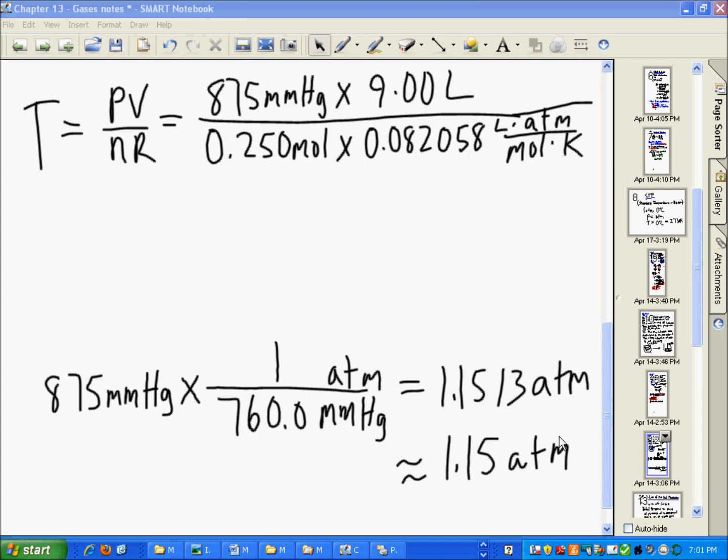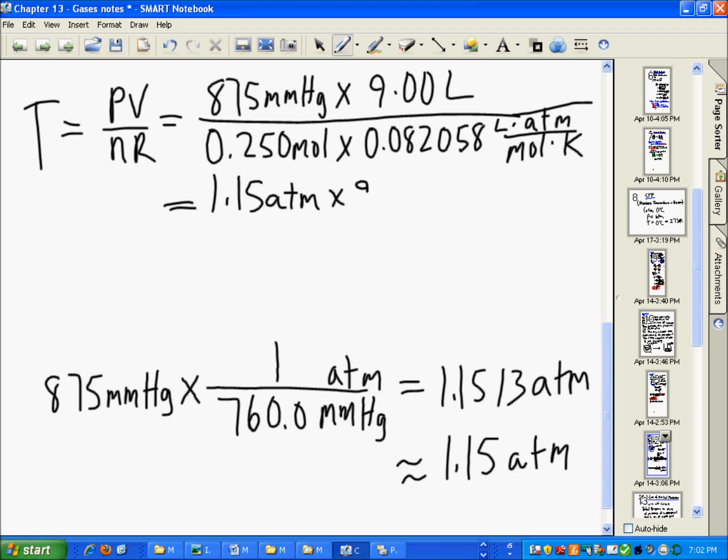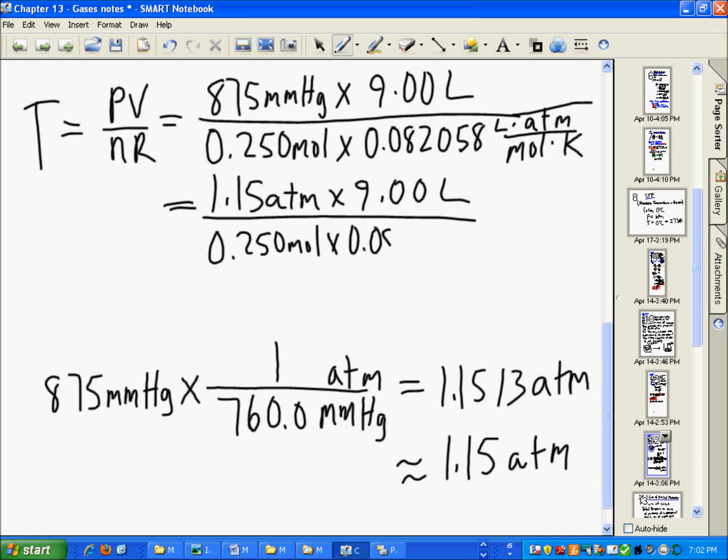Okay, so now we can rewrite this equation with the atmospheres unit in. So 1.15 atm times 9.00 liters over 0.250 mole times 0.082058 liters atm over mole Kelvin.